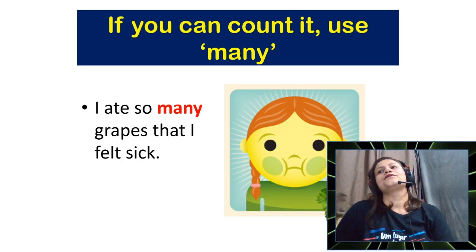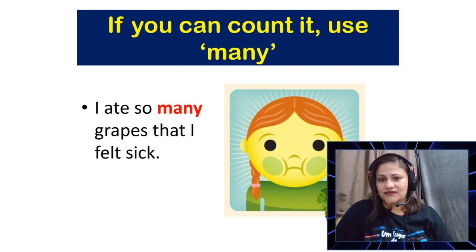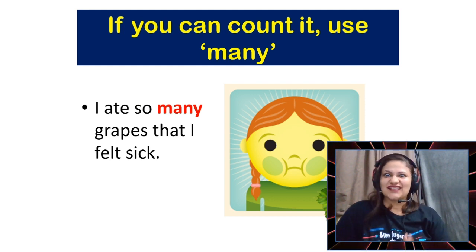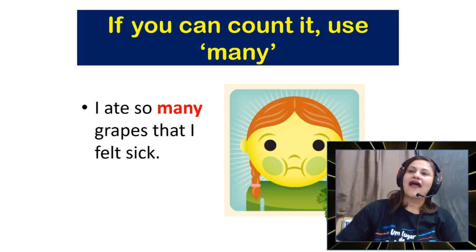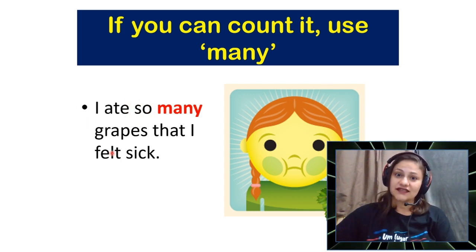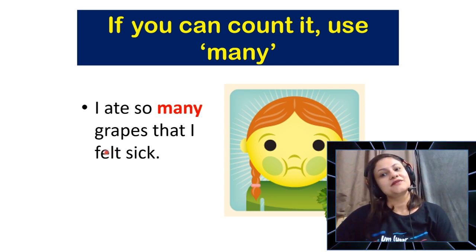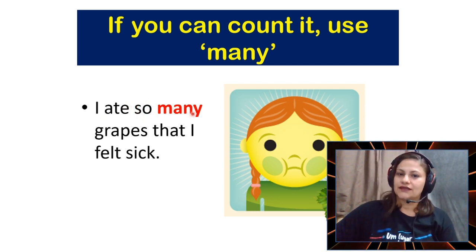Another example. I ate so many grapes that I felt sick. Yes. You can't eat this much. I have the word here again, so, because this is an affirmative sentence. For affirmative sentences, we use many with this word together. I ate so many or too many.